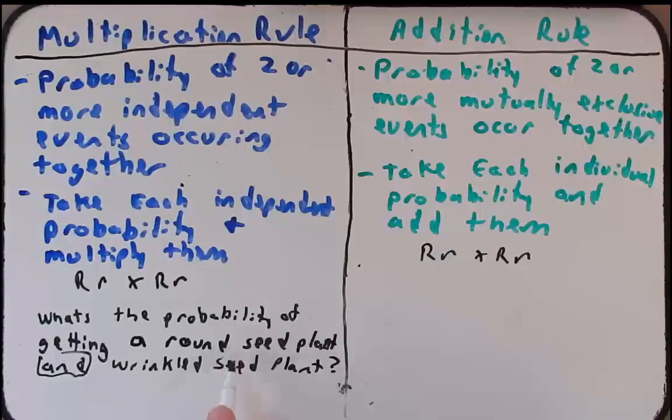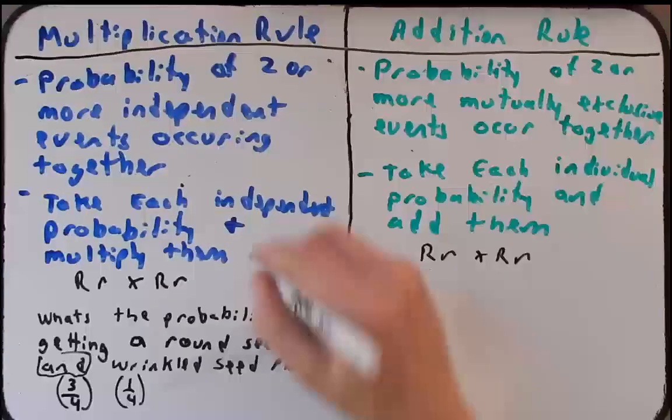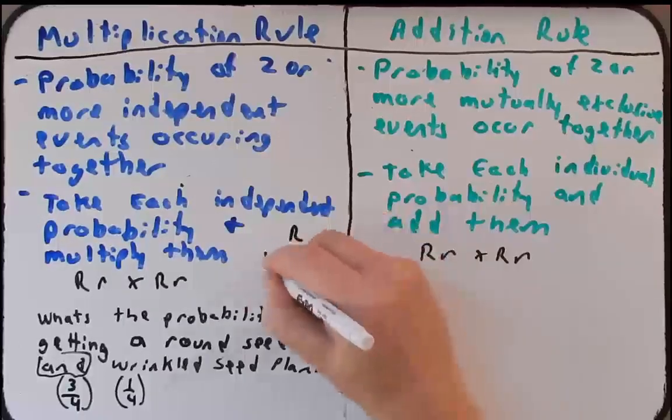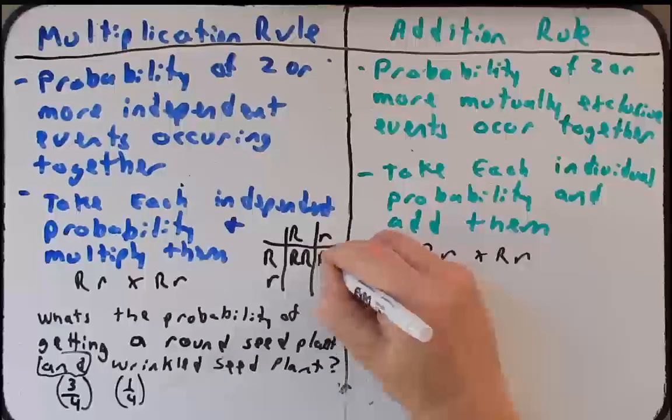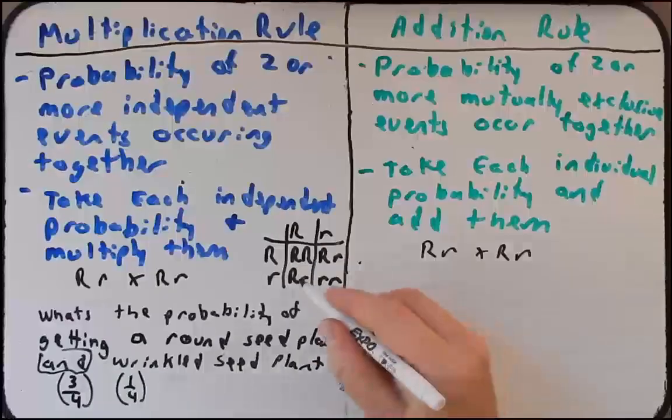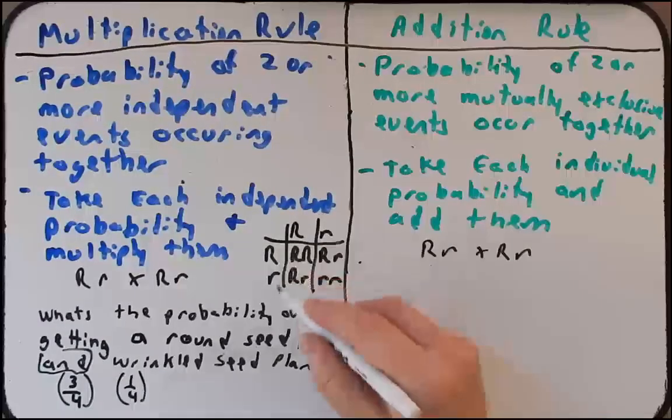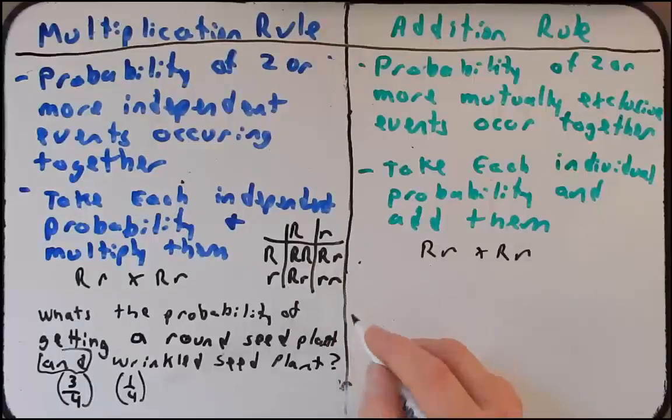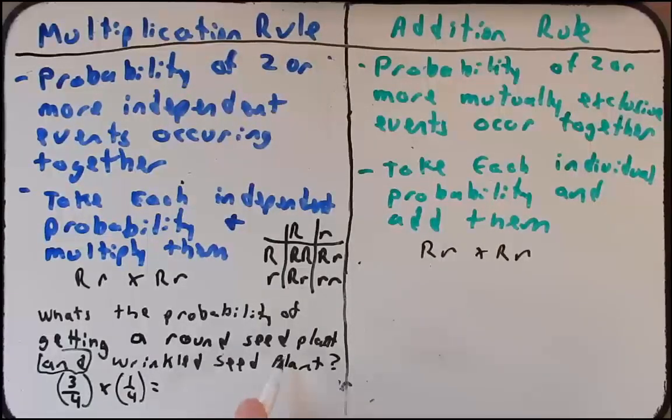And so the probability of getting a rounded seeded plant is 3/4. And the probability of getting a wrinkled seeded plant is 1/4. If you're unclear where we came up with those numbers, remember, just do a simple Punnett square up here. And we see these three, out of the four, will be round seeds, and this one will be wrinkled seeds. It's the multiplication rule, so we're going to multiply these together. So the probability of getting a rounded seeded plant in one event and then a wrinkled seeded plant in the next event will be 3/16.